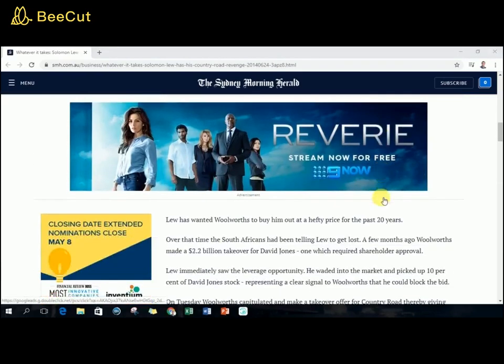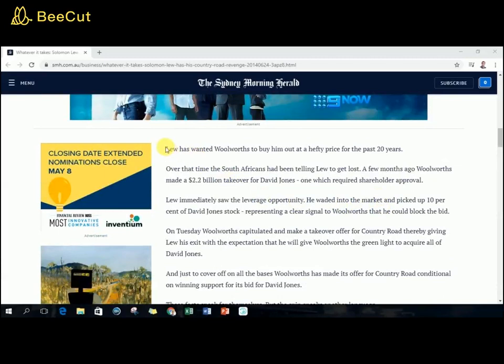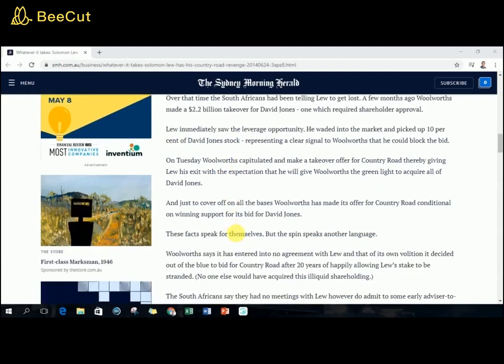And we can see this coming through in the article. Lew has wanted Woolworths to buy him out for a hefty price for the last 20 years. Over that time Woolworths has been telling Lew to get lost. A few months ago, they made a $1 billion, or 2.2 billion, takeover bid for David Jones. Lew immediately saw the leverage opportunity, waded in and picked up 10% of the David Jones stock, a clear signal to Woolworths that he could block the bid. On Tuesday, Woolworths capitulated and made the takeover bid for both Country Road and the percentage in David Jones that he already held. As a result of this particular decision, he gained leverage. And ultimately, he laughed all the way to the bank.